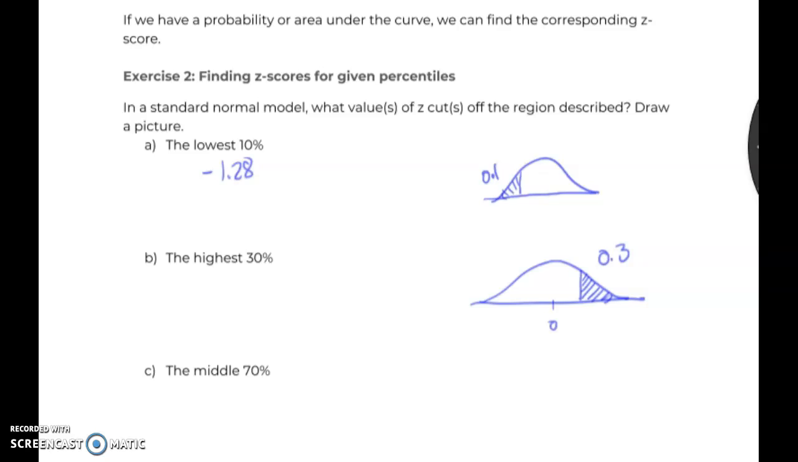Remember, our table only gives us area to the left. So here we're doing the reverse of what we did before, where we were finding area to the left, and then we did 1 minus to find the area to the right. Now we're given the area, so we're going to first subtract it from 1 in order to find the area to the left, because that will allow us to use the table and find this cutoff value that separates the bottom 70% from the top 30%. So we are actually going to look for 0.7 on our table, and we're going to look on the positive side.